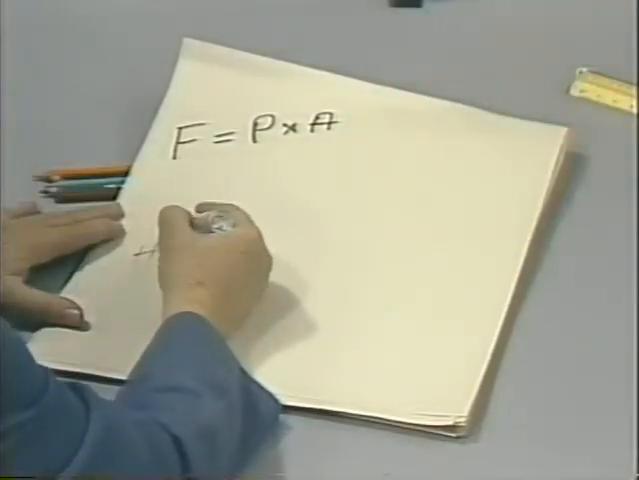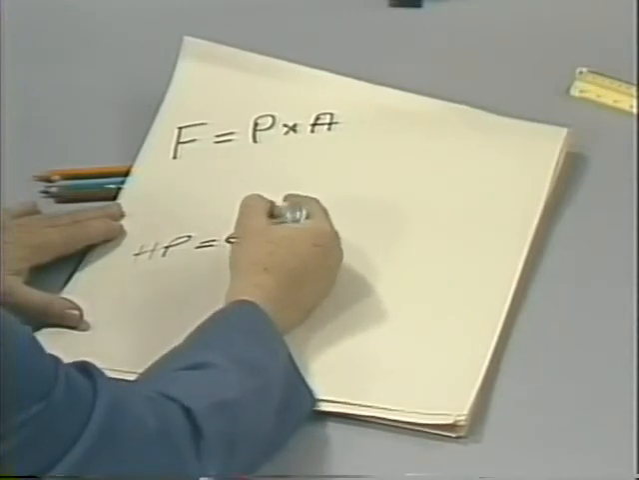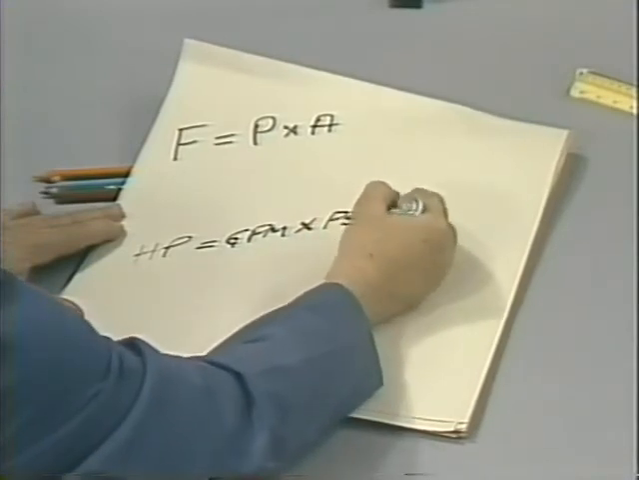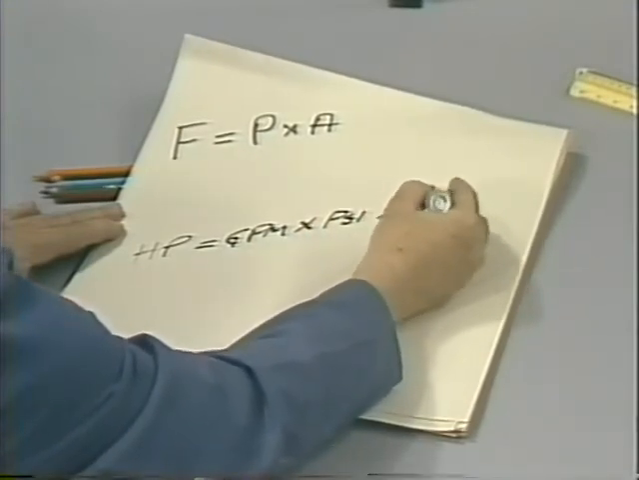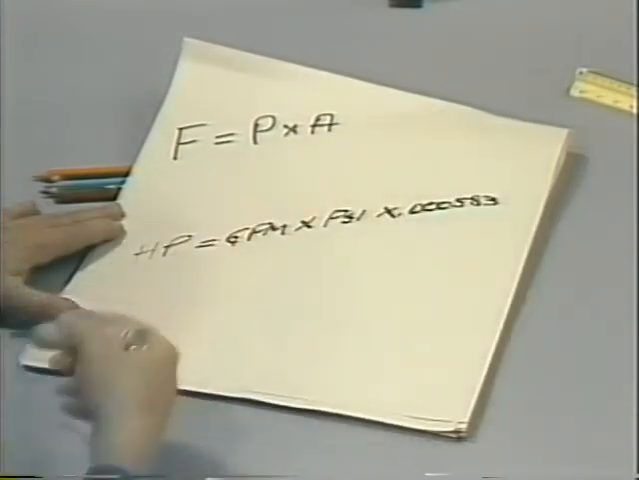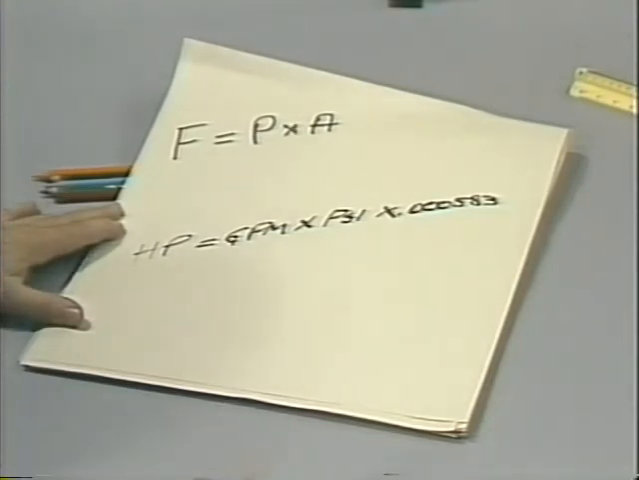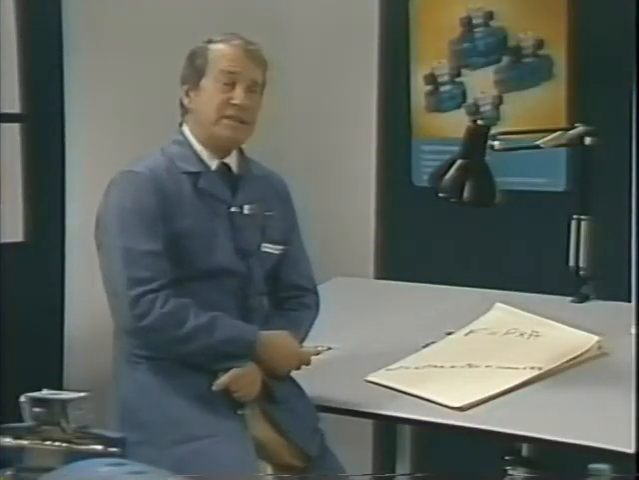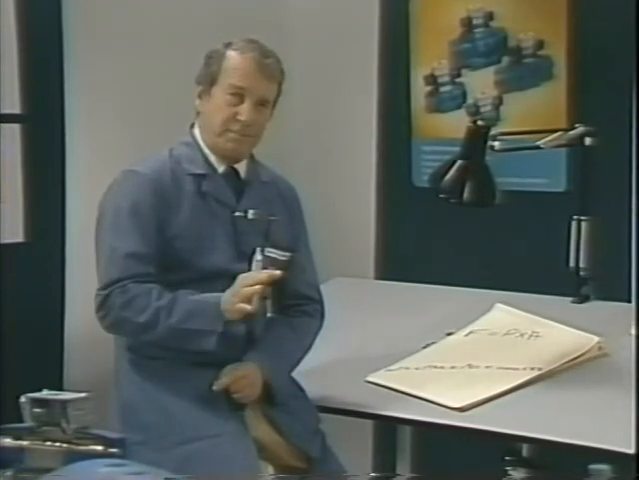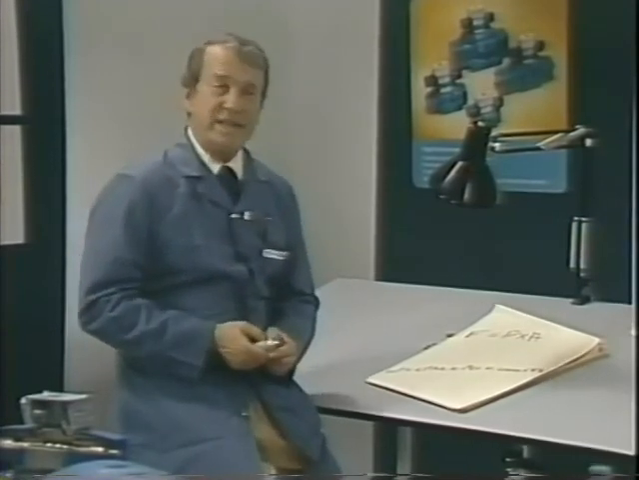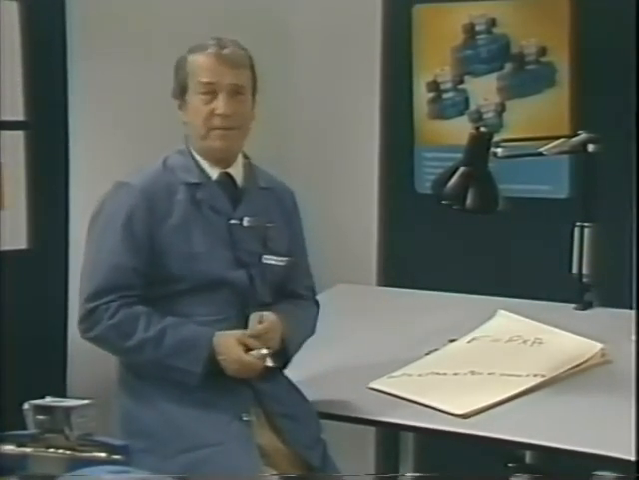Horsepower equals gallons per minute times pounds per square inch times 0.000583. That 0.000583 is a constant. It's the horsepower required to move 1 gallon per minute at 1 pound per square inch. Actually, this formula tells us the horsepower output of the pump. If the pump were 100% efficient, it would also be the input horsepower required to drive it.